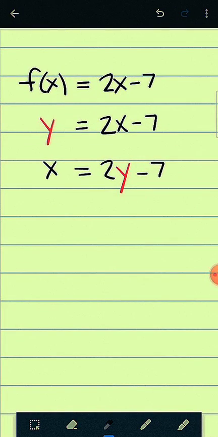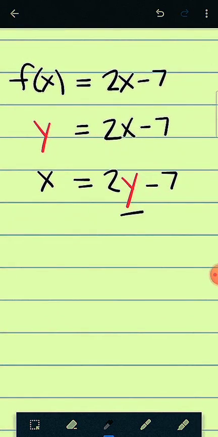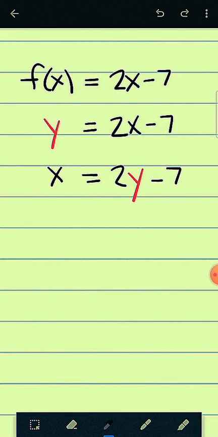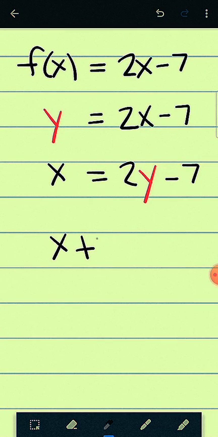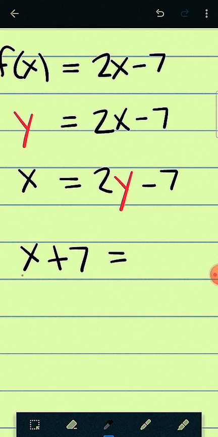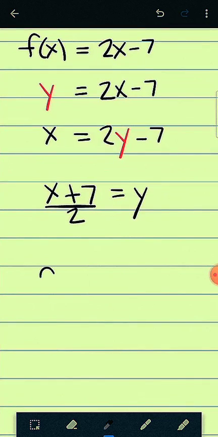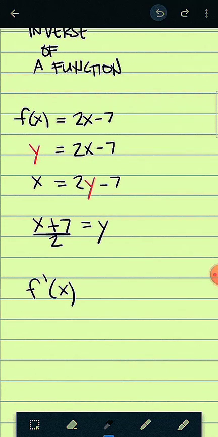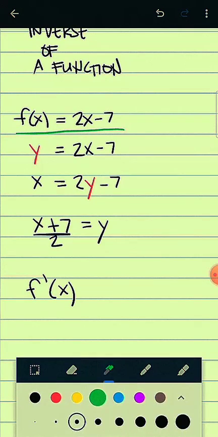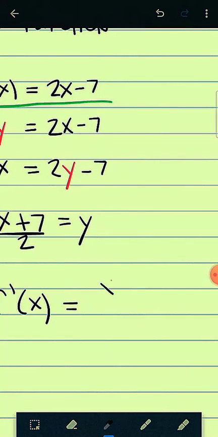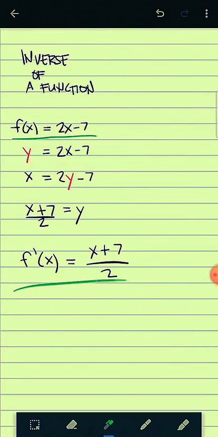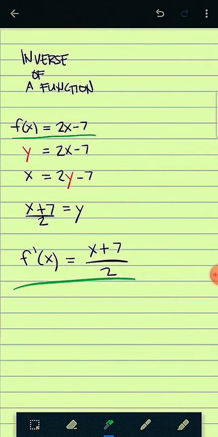After this, all you have to do is isolate y to the other side. Then it will become x plus 7 over 2, which is equal to y. And thus, the inverse of the function above, which is 2x minus 7, is x plus 7 over 2. So that's how you find the inverse of a function.